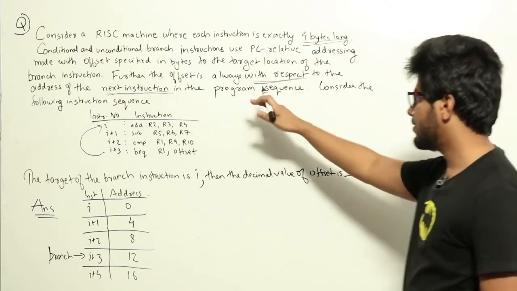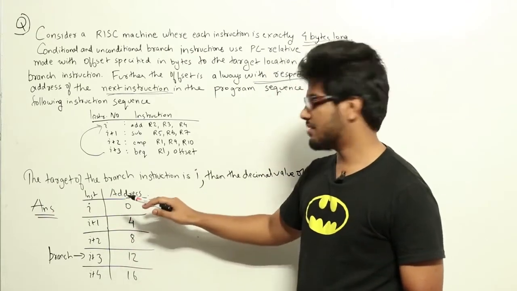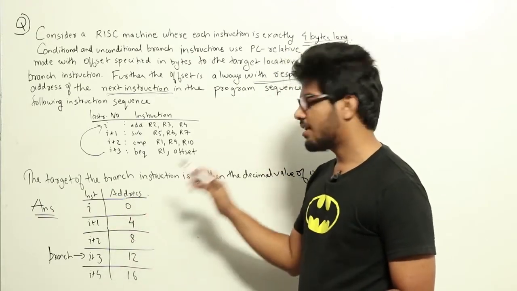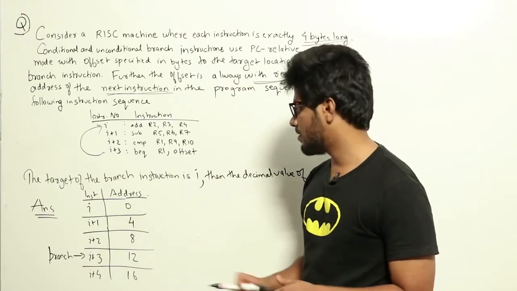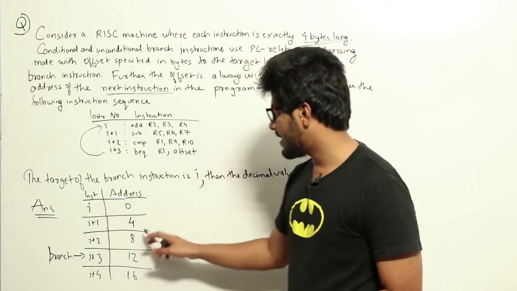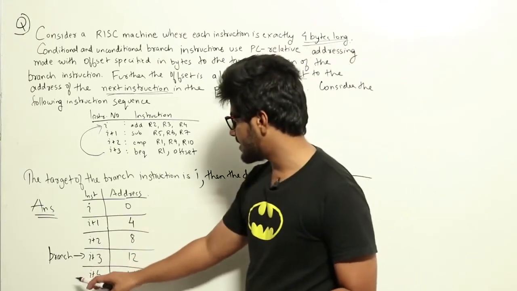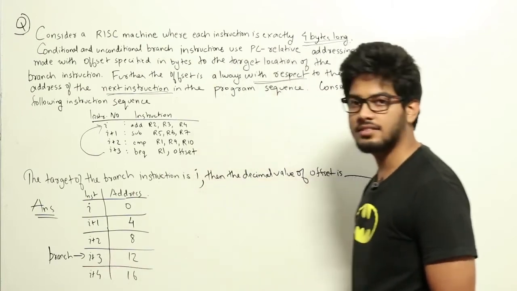Now we'll take a look at this instruction sequence. Let us say instruction I is at address 0. We can take any sample address, and each instruction will be 4 bytes long, meaning instruction I+1 will be at address 4, I+2 will be at address 8, I+3 will be at address 12. And if there were one more instruction, the next one would have address 16.